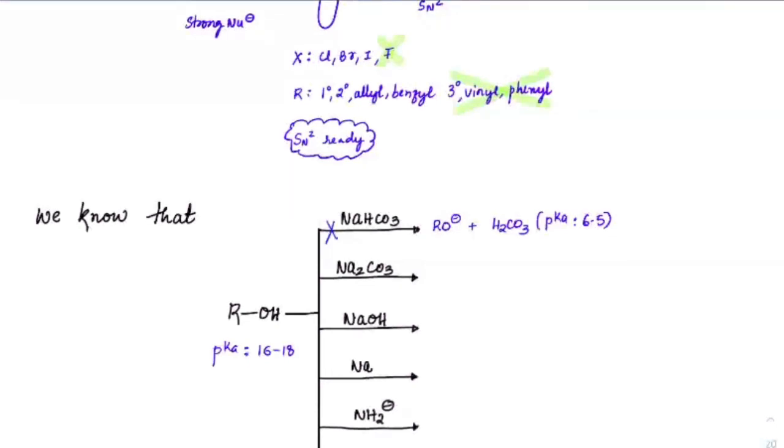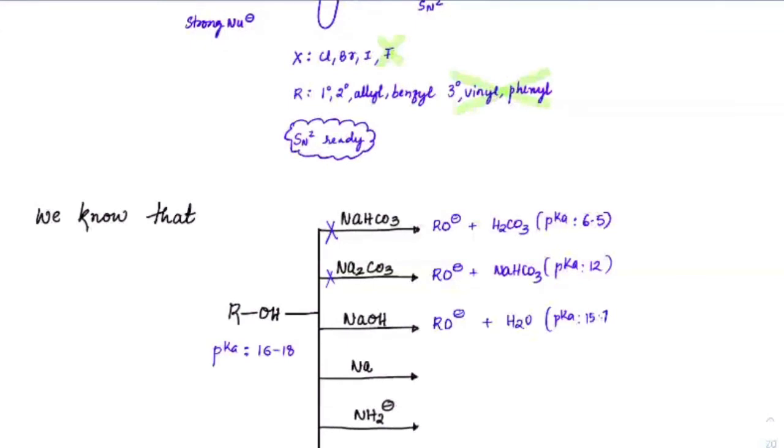Same way, if you expect RO minus to form along with NaHCO3, the pKa of bicarbonate is around 12, so that is also not going to happen. Which means the pKa of the product which is forming must be greater than that of the alcohol. Then only the reaction will proceed forward. Here also we expect to form RO minus plus H2O. The pKa value of H2O is 15.7, so even this will not happen.